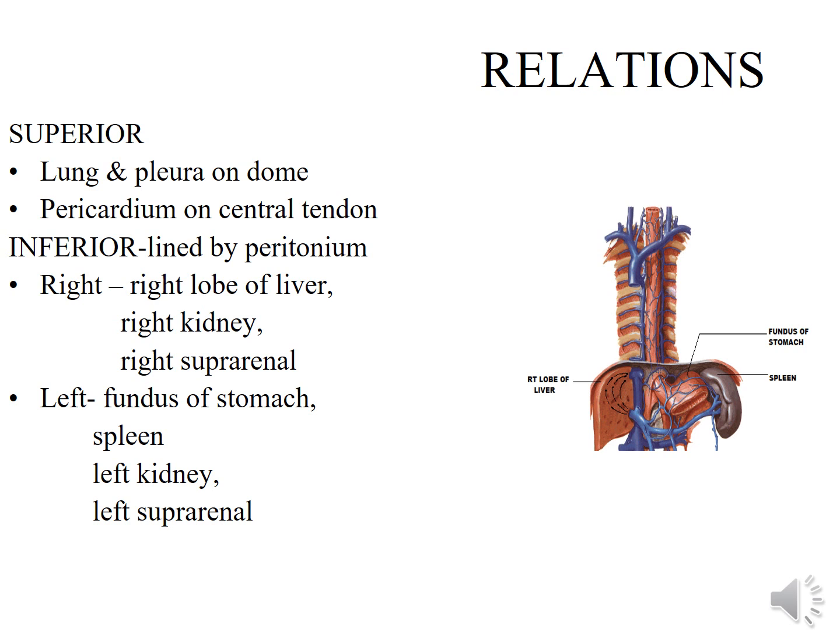So these are the relations of diaphragm, as we can see in the diagram given below. On the right side we have the liver, and on the left side we have stomach, spleen, and left and right kidney, each related with the corresponding dome of the diaphragm.